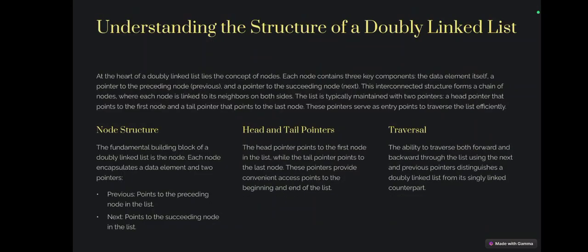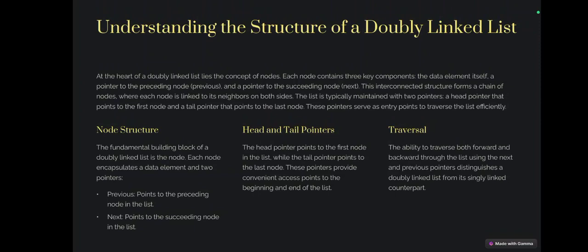Understanding the structure of a doubly linked list. At the heart of the doubly linked list lies the concept of nodes. Each node contains three components: the data element itself, a pointer to the preceding node, which is previous, and a pointer to the succeeding node, which is next. This interconnected structure forms a chain of nodes, where each node is linked to its neighbor on both sides.